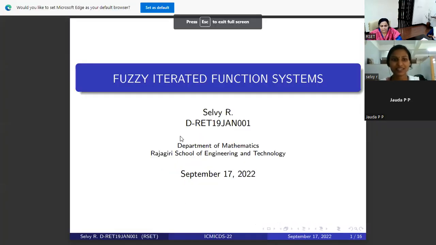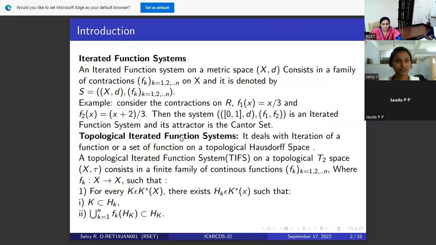So good morning, everyone. My research topic is fuzzy iterated function system. Let's start with some definitions. First definition is iterated function systems.